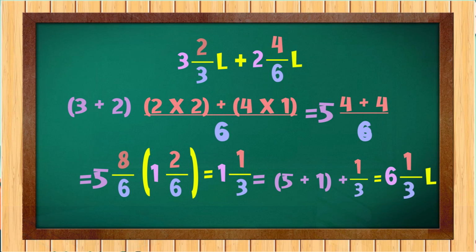But boys and girls, 2 sixths can reduce further by dividing both denominator and numerator by 2. 2 into 2, 1. 2 into 6, 3. So we have 1 and 1/3. We already have our whole number, so it's 5 plus 1 plus 1/3. We will have an answer of 6 and 1/3 liters. Always remember to replace your units when working in mathematics.